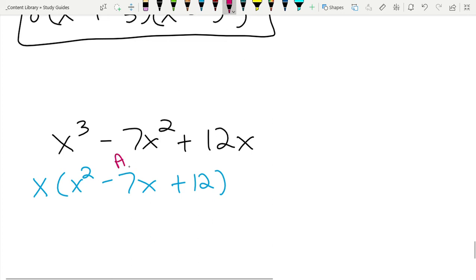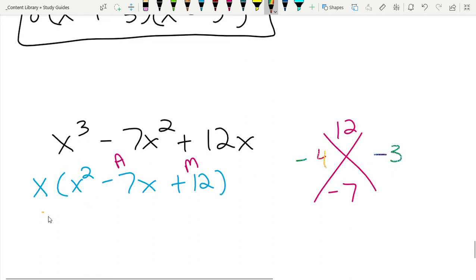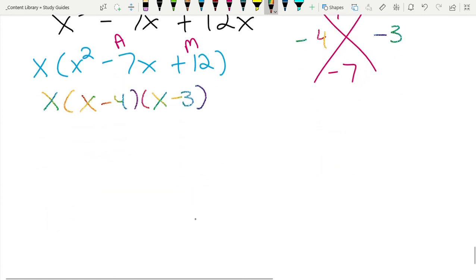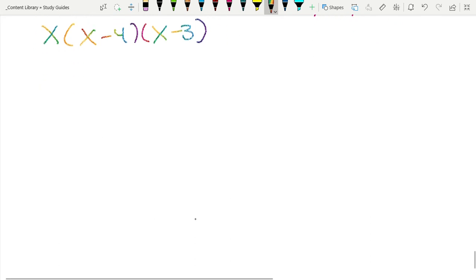So we're looking for a number to add to negative 7 and multiply to 12. We're adding to get a negative and multiplying to get a positive, which means the two numbers have to be negatives. And those two numbers would be a 4 and a 3. So we have x, parentheses, x minus 4, x minus 3. And then we don't have difference of squares after we were done, so we finished the factoring on that one.